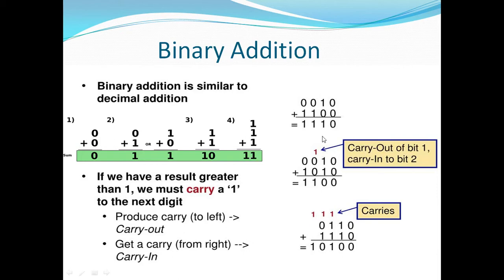Now let's understand this with examples. The first example is very basic. 0 plus 0 is 0. 1 plus 0 is 1. 0 plus 1 is 1 and 0 plus 1 is 1. This is the required answer.